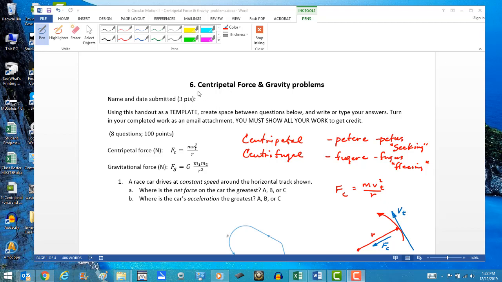Greetings, physics students. I wanted to take a few minutes and go over the centripetal force and gravity problems. Here are the two formulas that we'll use for centripetal force and gravitational force.